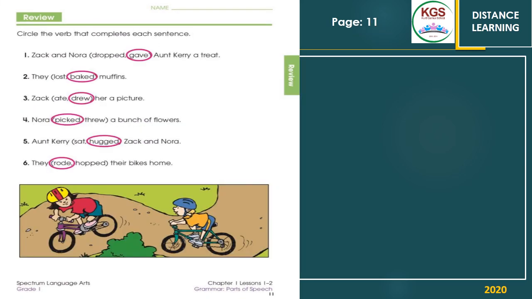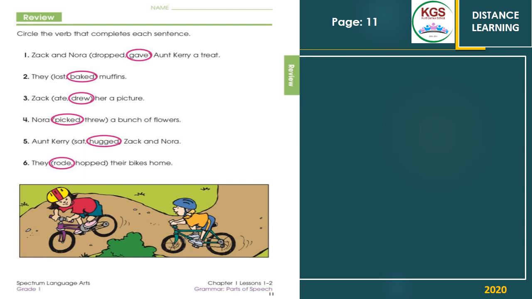Very good. Now let's go to page number 11. Circle the verb that completes each sentence. In each sentence, we have two verbs. Which one of them completes the sentence and which one does not? So we will circle the one which completes the sentence.